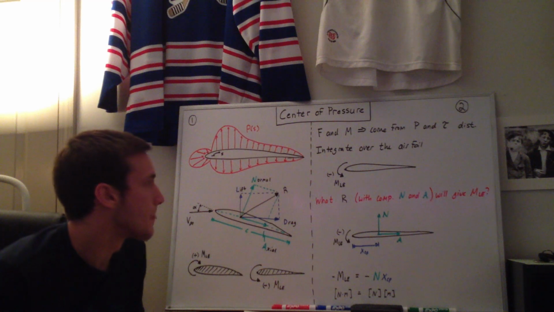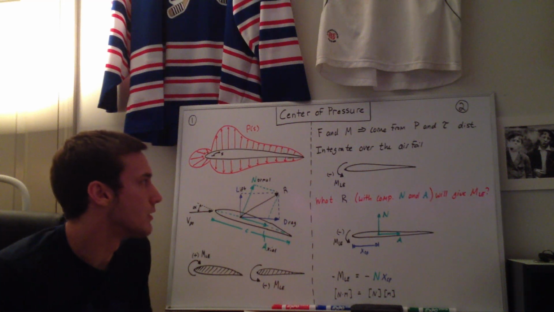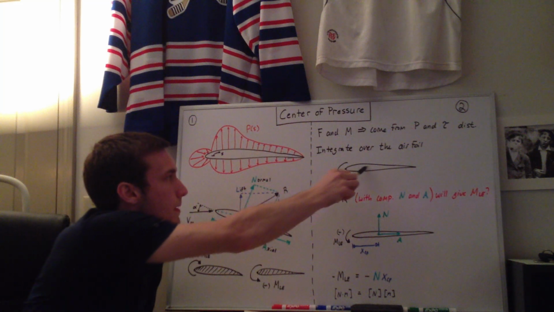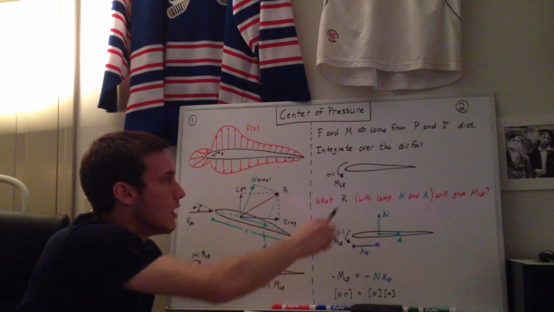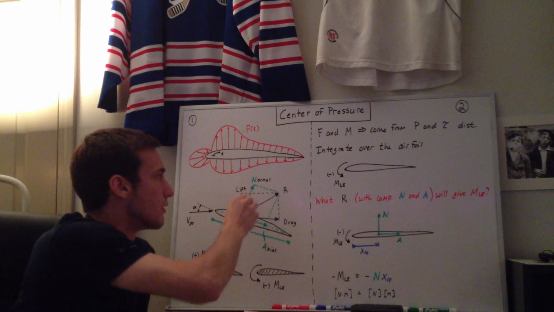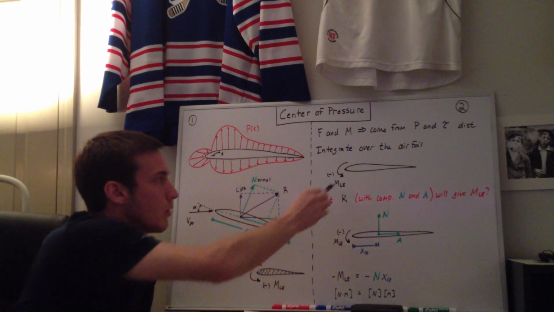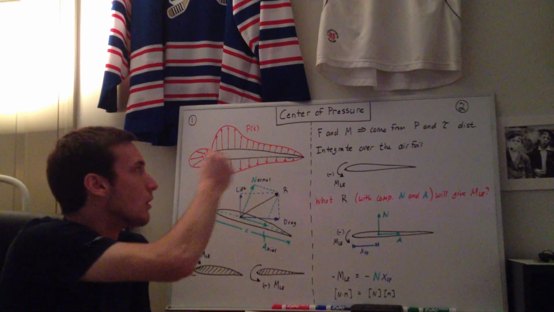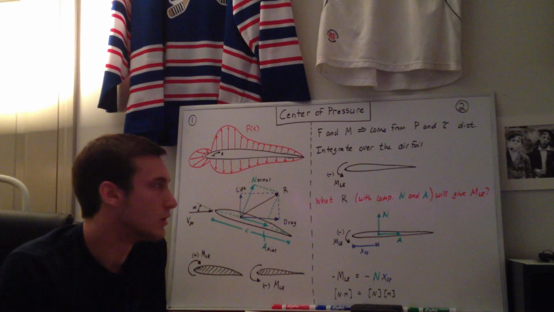So the question to find the center of pressure is: what R component on this airfoil, somewhere on this airfoil, or R vector, with components of the normal and axial force, will give you this moment that was generated from the overall pressure and shear stress distributions on the airfoil.